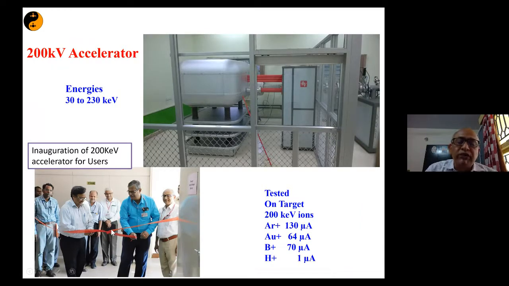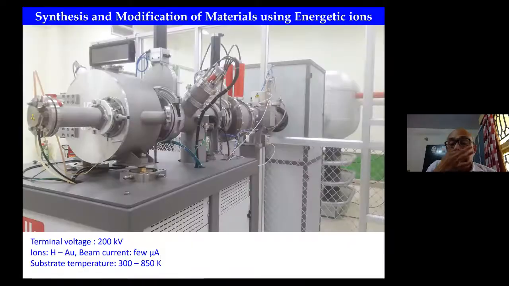But now we have started using it, and these are the various ions available now. If the users want, we have to go for other precursors. Right now, these are available, and users can plan their experiments. So what can be done with this accelerator? That is what I am going to talk about now.